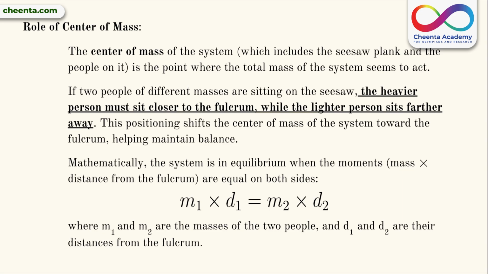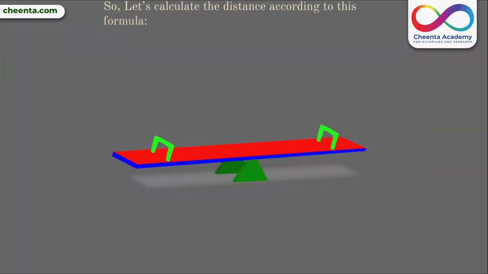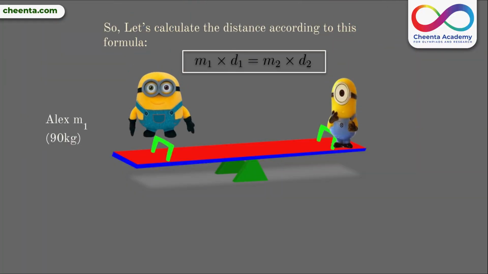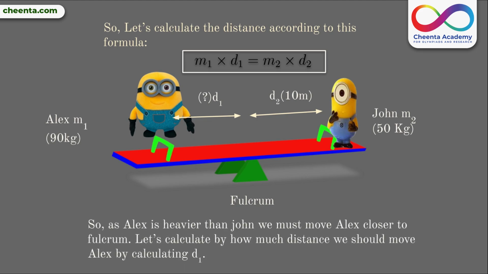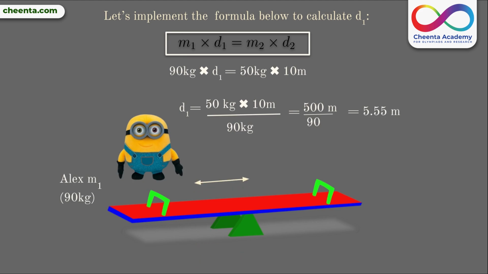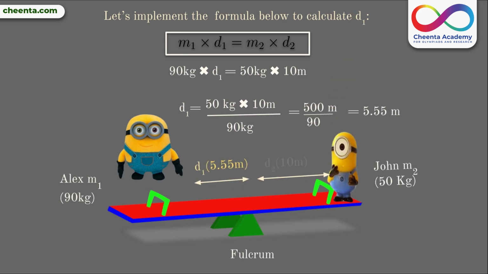Let's calculate the correct distance for Alex to sit using this formula. Here's the formula again: m1d1 = m2d2. We know Alex weighs 90 kilograms, John weighs 50 kilograms, and John sits 10 meters from the fulcrum. Solving the equation, we find that Alex should sit 5.55 meters away from the fulcrum. When Alex sits 5.55 meters from the fulcrum, the seesaw will be balanced.